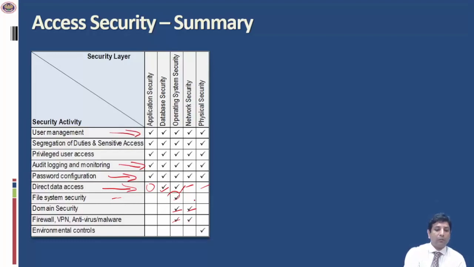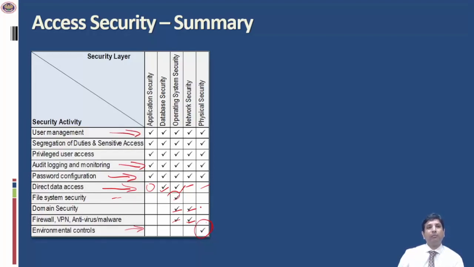Firewalls and VPNs are relevant more at the network security layer, as these relate to remote access to the internal network from a remote site. And finally, environmental controls or environmental security is relevant only to the physical layer, where the physical protection of information systems or the IT infrastructure is relevant only at the physical security layer. So with this, I hope that we have understood the various layers of security and various activities within security and how these are related to each other.